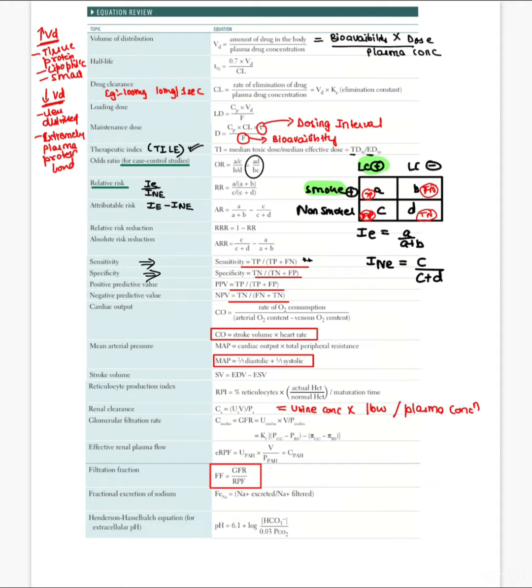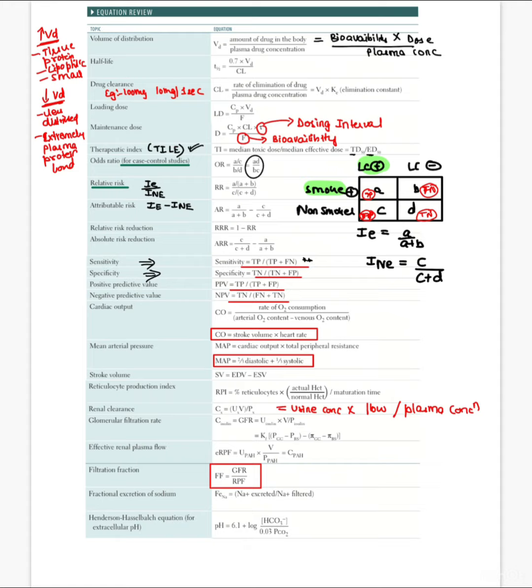When you do like this, that is sensitivity, true positive by true positive plus false negative. Specificity is true negative by true negative plus false positive. Then positive predictive value: out of those who tested positive, how many are actually positive.